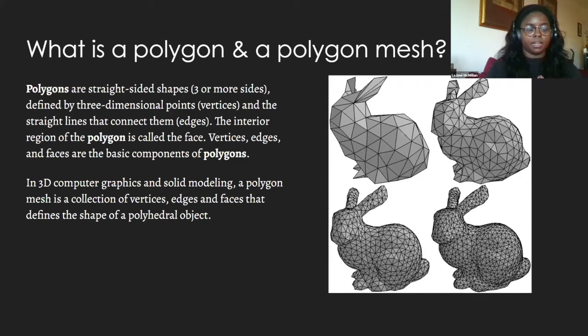Basically, they are straight-sided shapes with three or more sides defined by three-dimensional points, vertices, and straight lines that connect them, edges. And this is also just like in math too. Polygons in math relate also to polygons within 3D spaces. So yeah, we have vertices, edges, and faces, and you'll see today, when we dive into Maya, that we're going to be using those vertices, edges, and faces to basically manipulate an object.